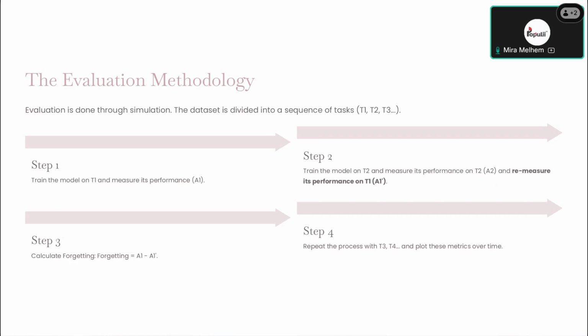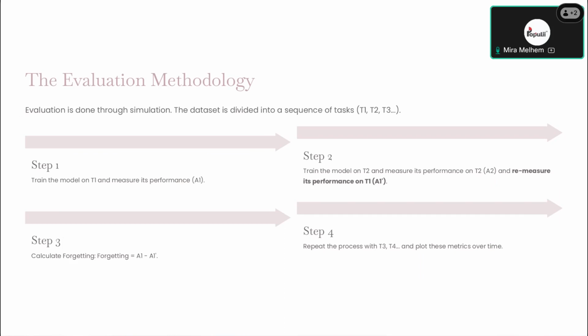Step one is training the model on task T1. We start simple. The model is trained on the first task and we record the performance. Let's call that score A1. This gives us the baseline, how well the model performs immediately after learning T1.